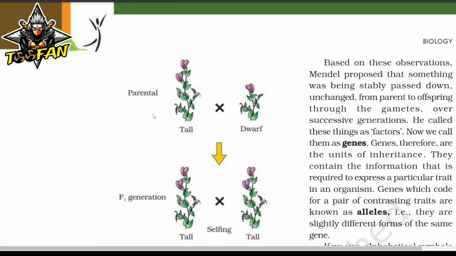Based on these observations, Mendel proposed that something was being stably passed down unchanged from parents to offspring through the gametes over successive generations. He called these things factors. Now we call them genes.